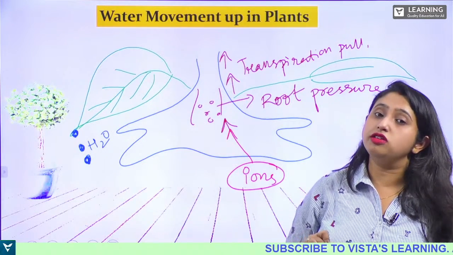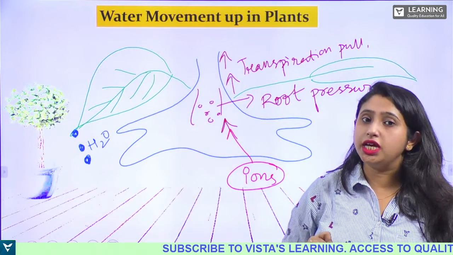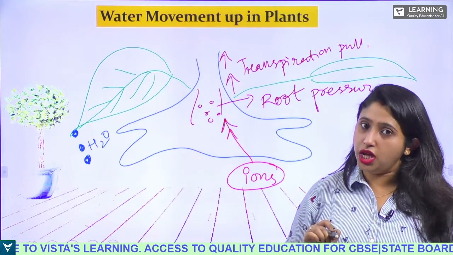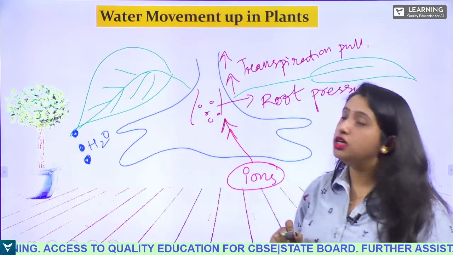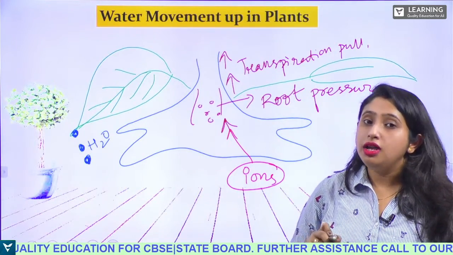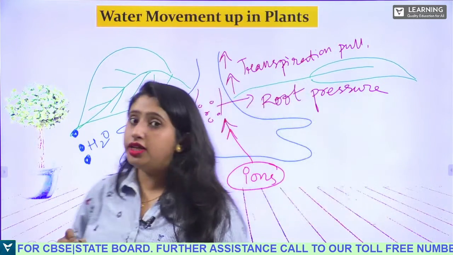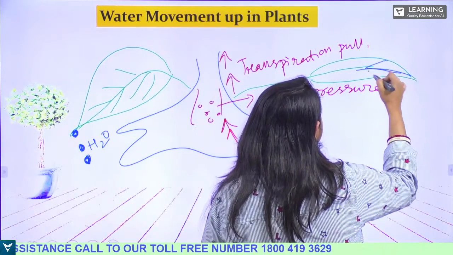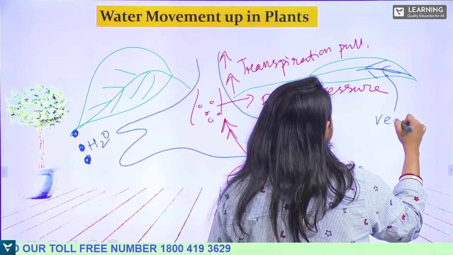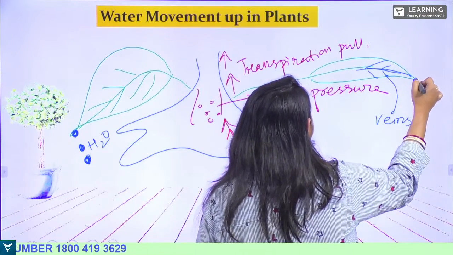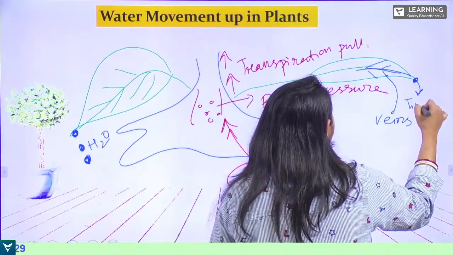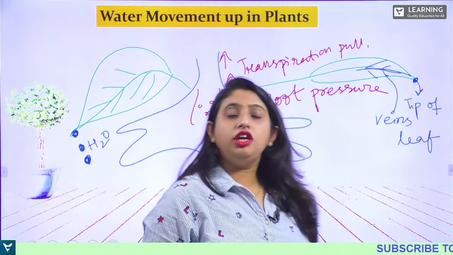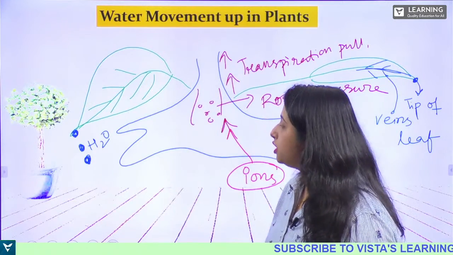It is seen in the case of the leaves which are present near the roots of the plants. They release water through the veins of the leaf. As you know, this is the tip, and this is the midrib, and these are the veins. So through the tip of the leaf they release water.